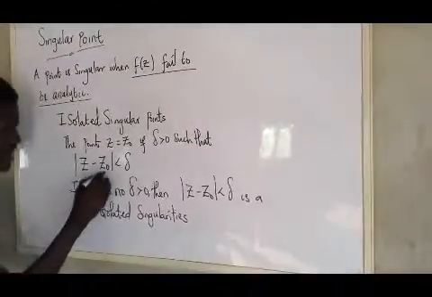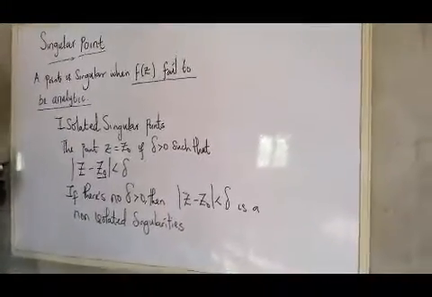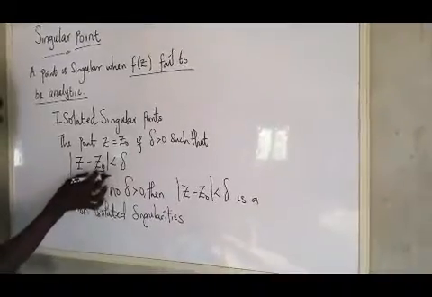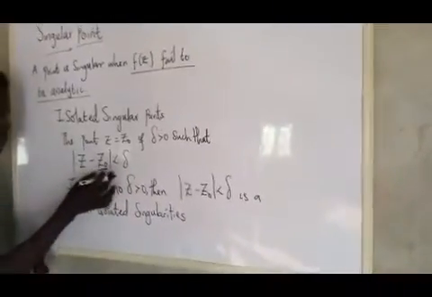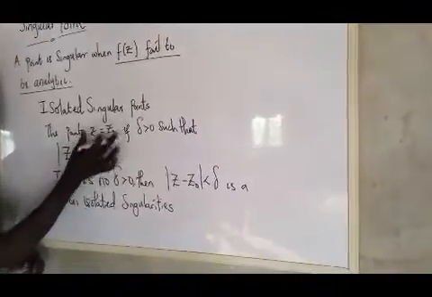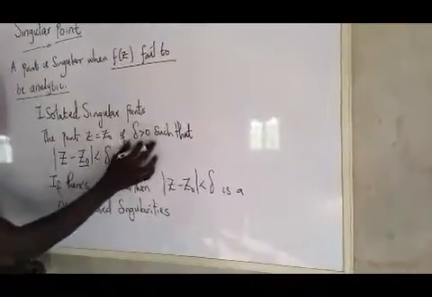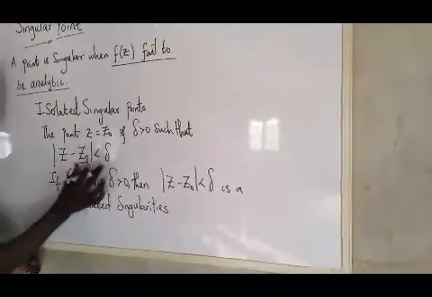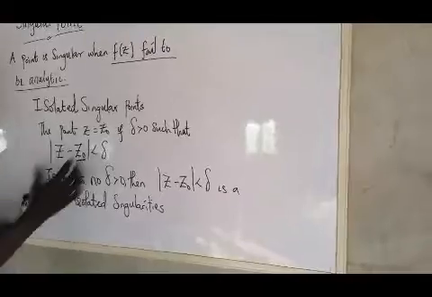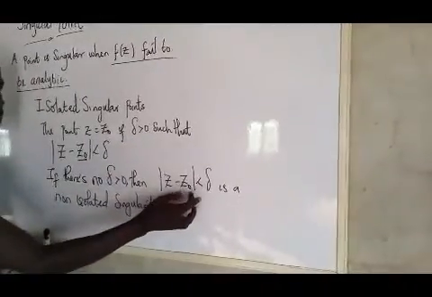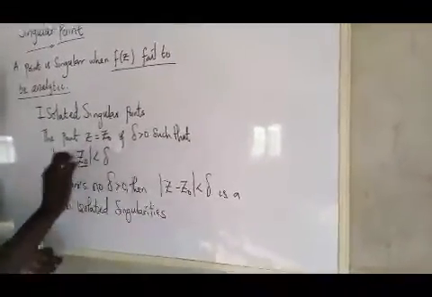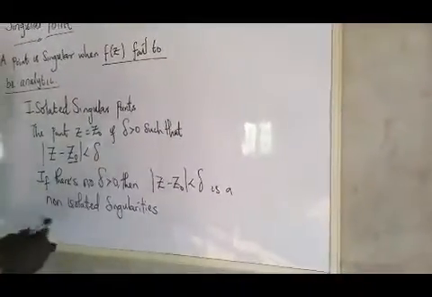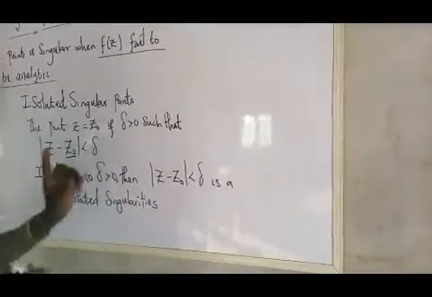Now, what do we even mean by non-isolated singularity? Don't forget we said the point z equals z naught. So this z naught is said to be a point of isolated singularity if we have this such that this is less than this. Then this z naught is called an isolated singularity. But if there is no delta greater than 0, then this point z naught is called a non-isolated singularity.